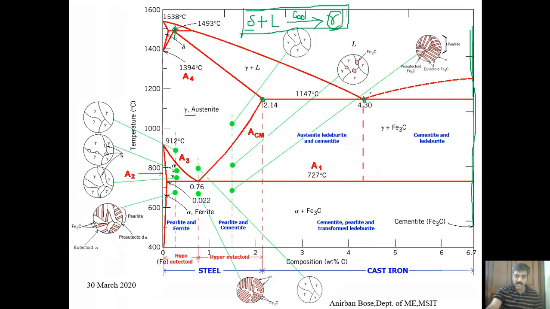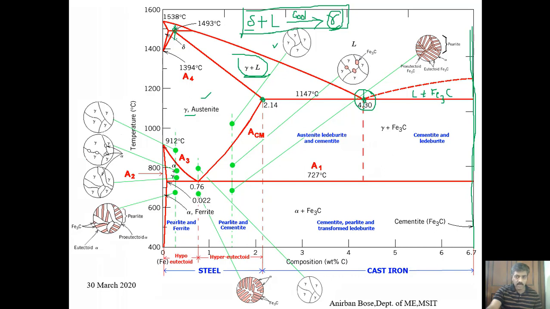Now if you see at this region, what is there in this region? Here it is austenite, here it is liquid, so this region is austenite plus liquid. What is there inside it? Here it is liquid, and here it is cementite. So this is liquid plus Fe3C. At this point, the liquid, austenite and Fe3C are in equilibrium.